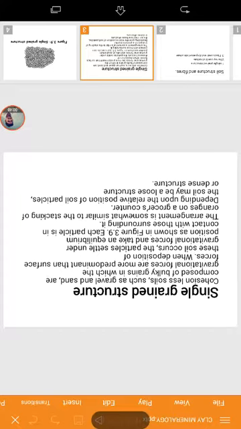The arrangement is somewhat similar to the stacking of oranges on a grocer's counter. Depending upon the relative position of soil particles, the soil may be a loose structure or dense structure.